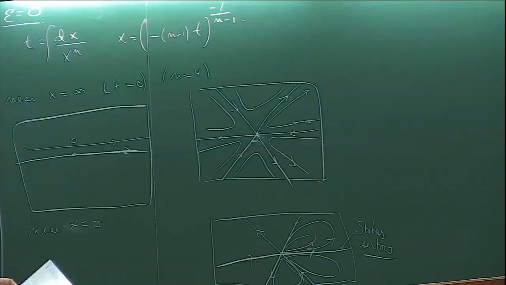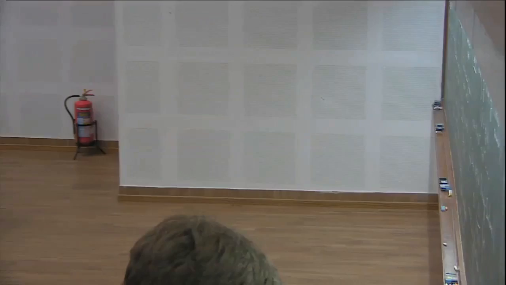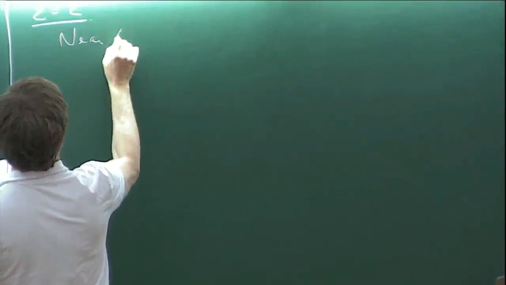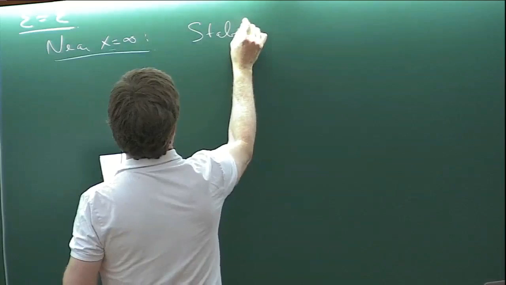Okay. So now the question is maybe I'll start. Should I start there? Maybe. Okay. So let's take a general epsilon. And the first thing is near x equals infinity. This is actually stable in epsilon. So in other words, you're getting basically the same picture.